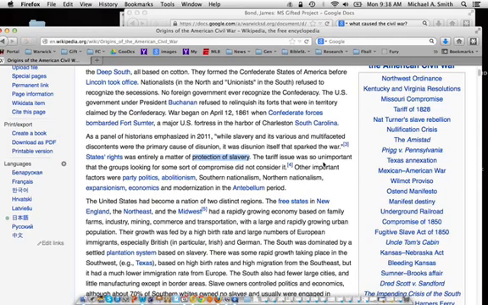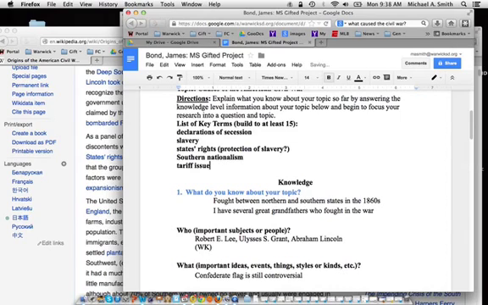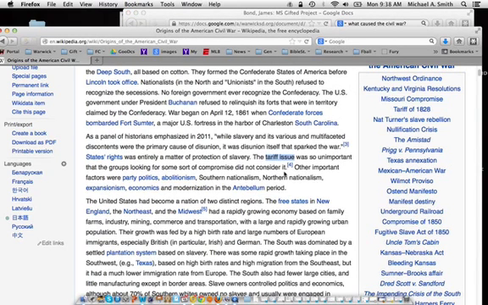The tariff issue was so unimportant that the groups looking for some sort of compromise did not consider it. So we see here that Wikipedia is discounting tariffs. If we don't know what tariffs are, we can look those up as well. But Wikipedia, again, we're not going to trust necessarily what it says. We're going to look at other things.